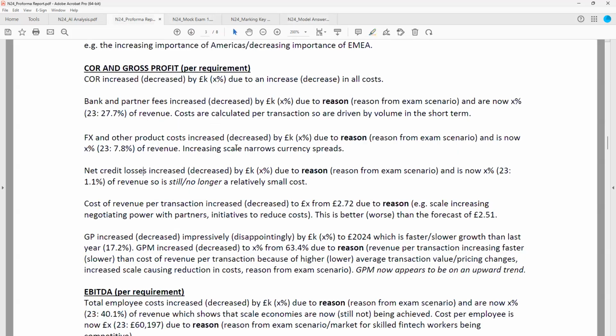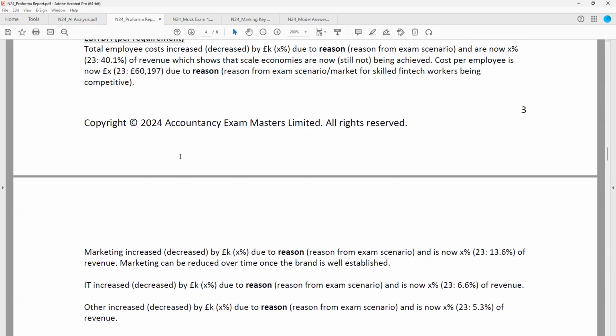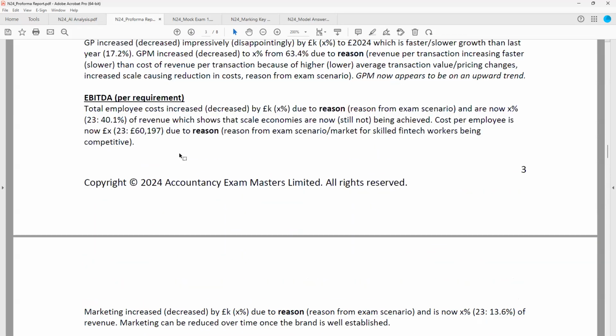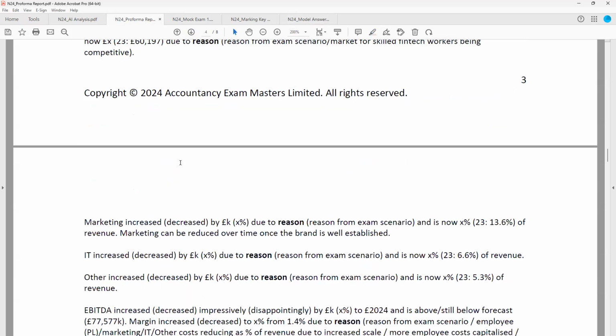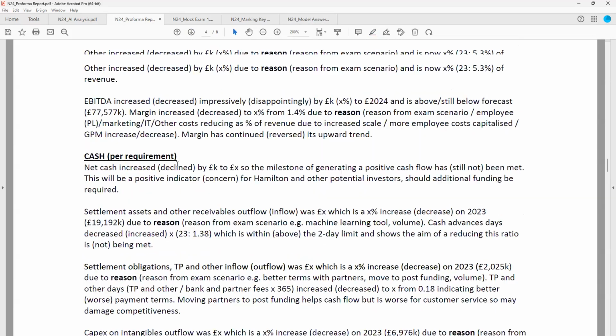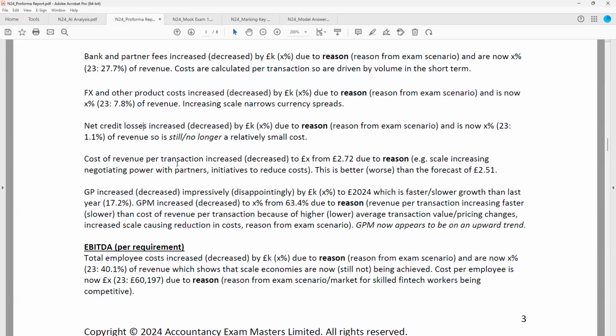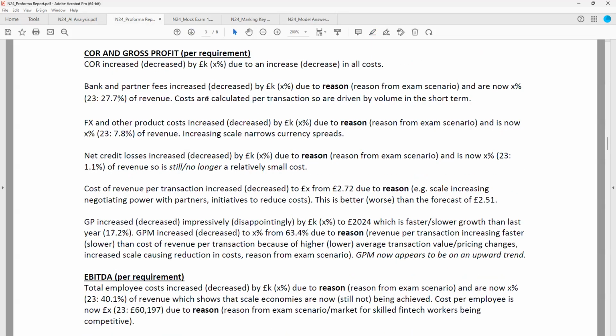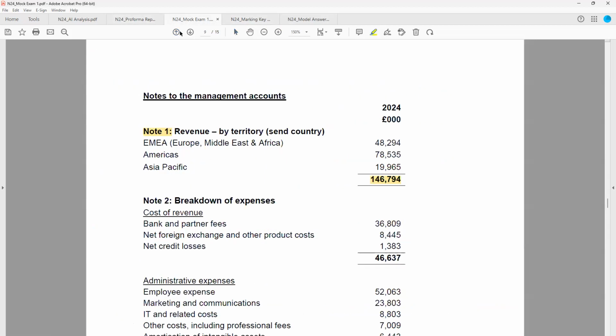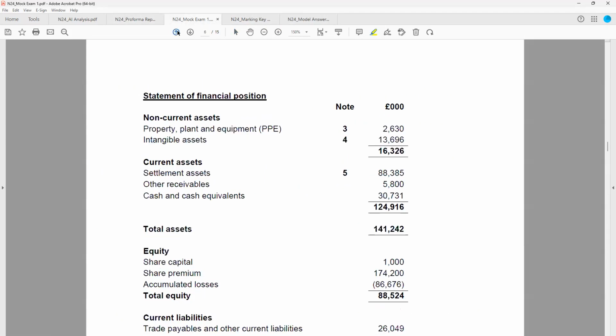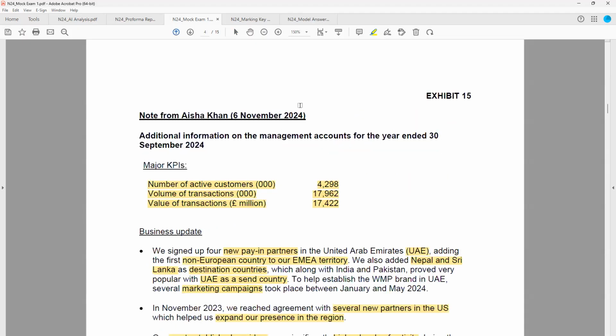So again, you may decide that you want to have a little plan here. Again, we don't want to necessarily go through and comment on every single expense line because we've got a lot to do. We also need to do cash as well and the request for advice. So if you are pushed for time, then you could just focus on the ones which have had the most significant change, or there's a reason in the exam paper as to why it has gone up or down.